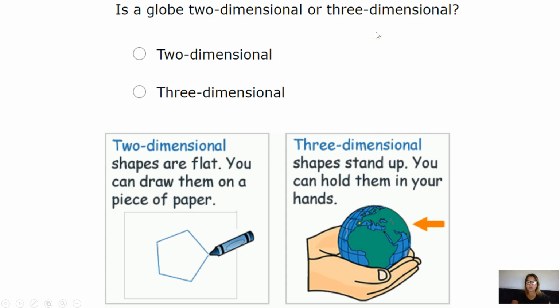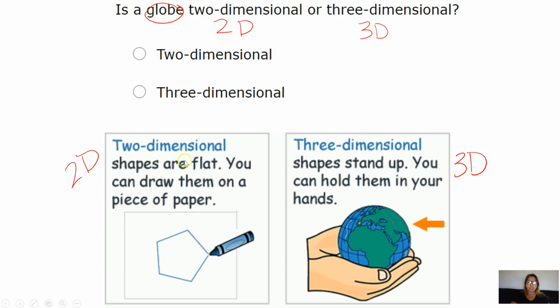And we have a question to answer. Is a globe two-dimensional or three-dimensional? Remember, two-dimensional means 2D and three-dimensional means 3D. Well, let's find out and see. We have the two illustrations here of two-dimensional and three-dimensional. So two-dimensional, this is the 2D, and three-dimensional, this is the 3D. So we want to know what the globe is. Is it a 2D or is it a 3D shape?